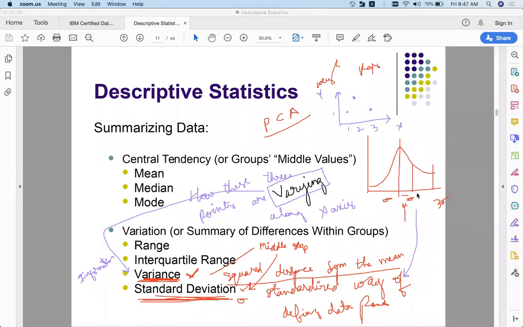Now let's say if I ask you a different question. Let's say this is your mean, which is 10, and let's say this is your point, which is 19. Can you explain how this point 19 is spread out? You can say, Mani, this point 19 is 3 standard deviations away from the mean. So variance is also present here.